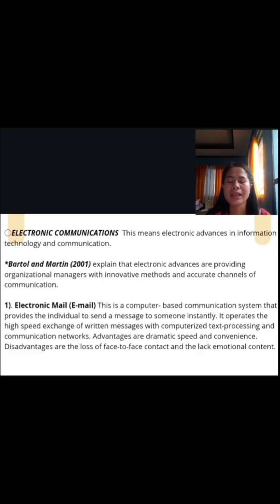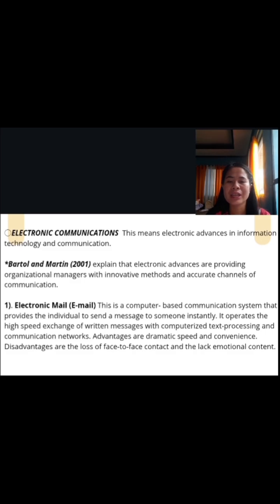So, in electronic communication, this is the use of technology or computers. This means electronic advances in information technology and communication. Bartol and Martin 2001 explained that electronic advances are providing organizational managers with innovative methods and accurate channels of communication.